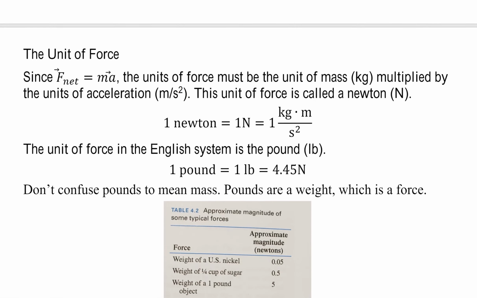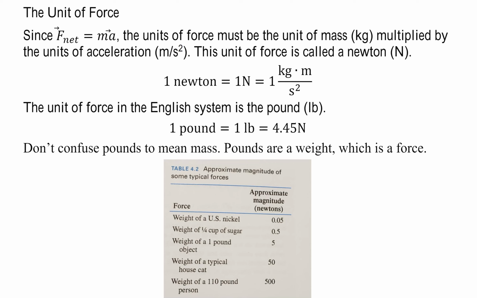All right, finally we're going to learn about the unit of force. Since F net equals mass times acceleration, the units of force must be the unit of mass, which is a kilogram. Our SI unit of force is kilogram, multiplied by the units of acceleration, which we've been using for months now, meters per second squared. So that means the unit of force is a kilogram times meters per second squared, and that's a lot to be needing to write. So what happened was we decided to use a standard unit for force, so we didn't have to write kilograms times meters per second squared all the time.